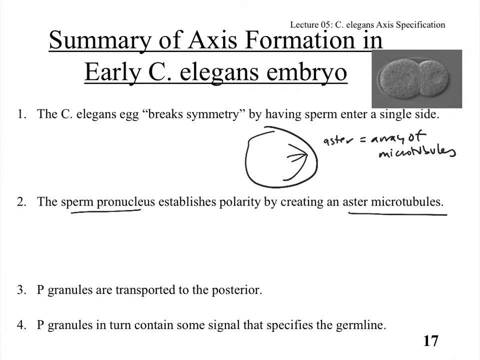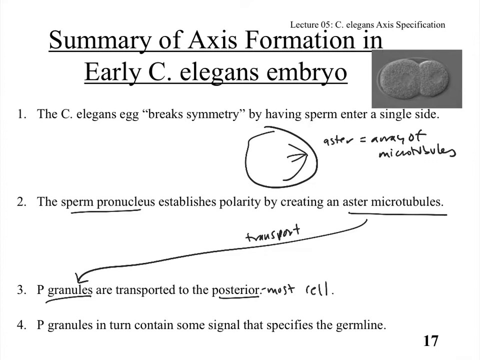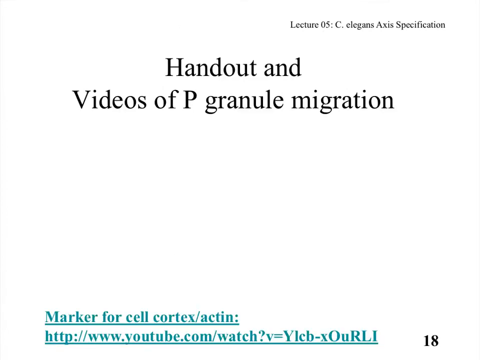And in particular, the important effect is that the aster microtubules are going to grab onto P granules, and then they'll pull those to the posterior. So the aster microtubules will transport the P granules, and they go to the posterior-most cell. Although we haven't talked about the details, those P granules in turn contain some sort of signal that specifies the germline. You did this in class, so we're going to skip to the next slide.